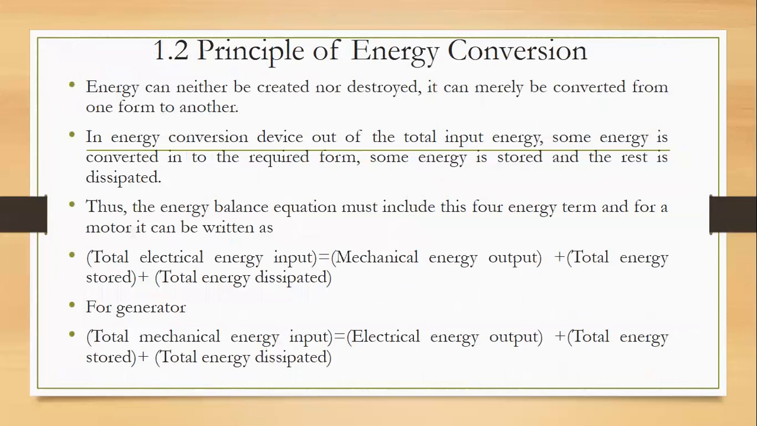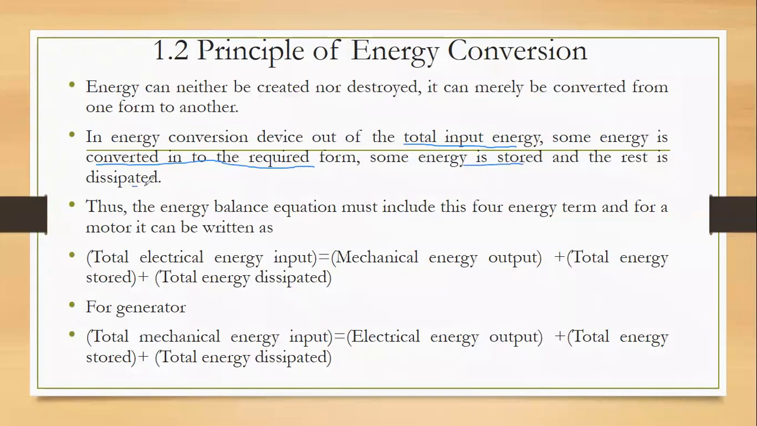So like I said, energy is neither created nor destroyed, right? But it can be converted from one form to another. But when we're converting one energy to another, we cannot get the input directly at the output because there will be some kind of losses. So here you can see in energy conversion devices, out of the total energy input, some energy is converted to the required form, another part is stored, and the rest is dissipated.